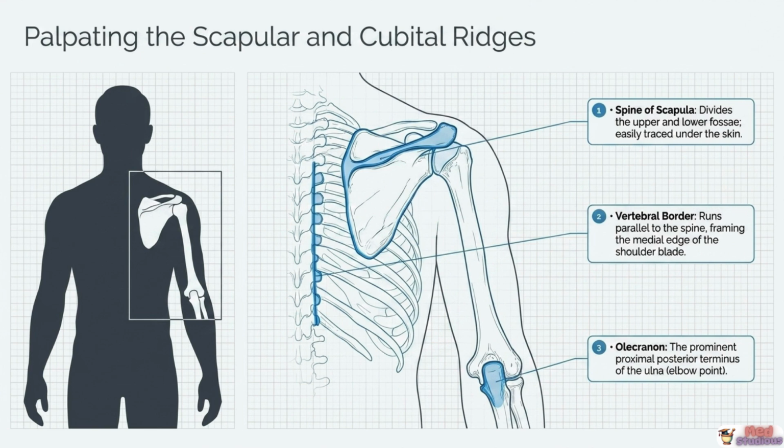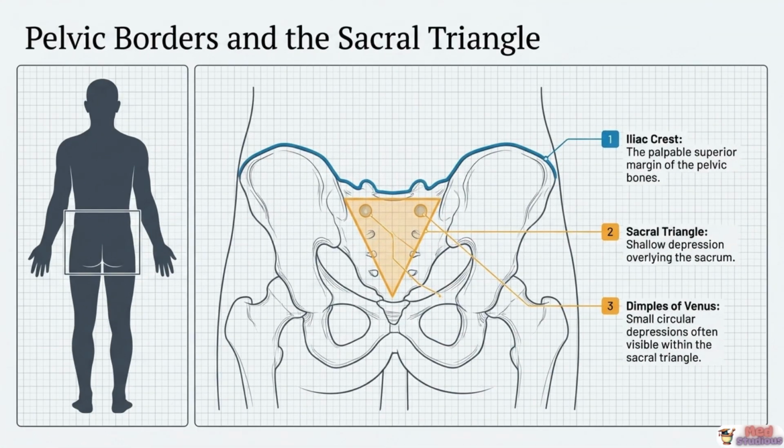The third landmark is the olecranon, the prominent bony point of the elbow, forming the proximal posterior terminus of the ulna. It is the attachment site of the triceps brachii tendon and is a key landmark during elbow examination and nerve block procedures. The posterior pelvis presents three surface landmarks that clinicians use constantly.